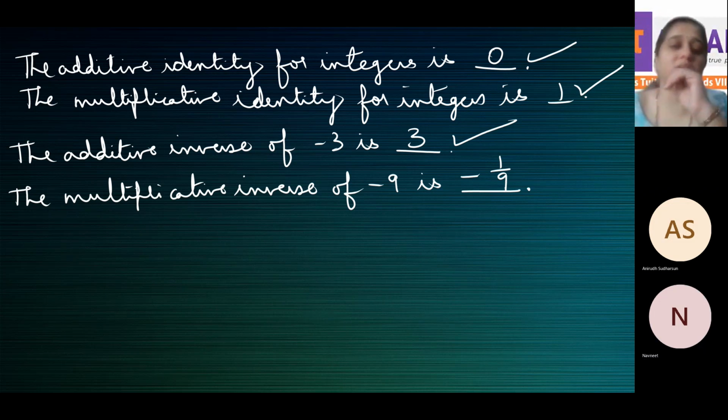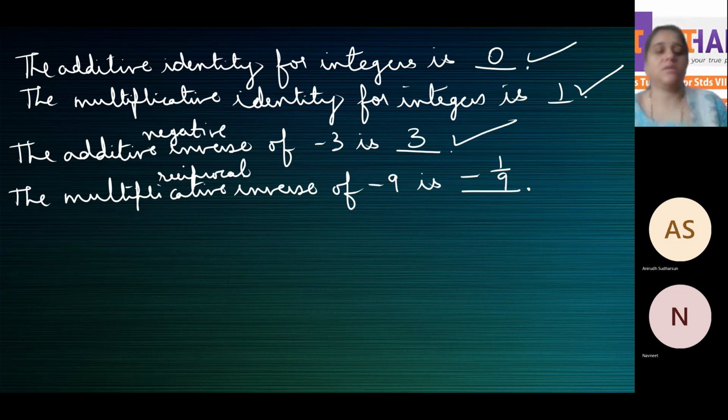See, additive inverse is also called the negative of an integer. This is also called reciprocal. For both, the answer is the same. Reciprocal means multiplicative inverse. Negative means additive inverse.